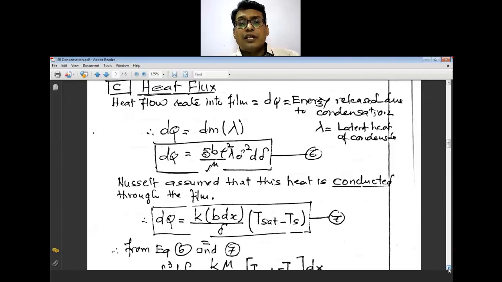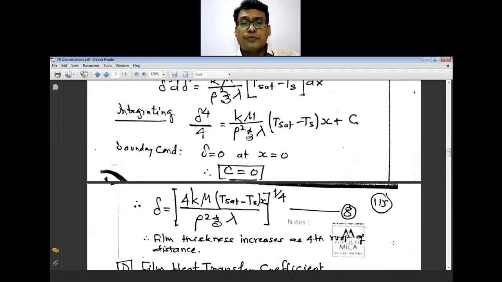Then Nusselt assumed that the heat flow is by conduction through the film. So that is to be equated with K a delta T upon delta x. After simplification, you get the value of delta as [4 K mu (T saturated minus Ts) x upon rho square g lambda] raised to the 1/4. This film thickness increases as the fourth root of the distance.